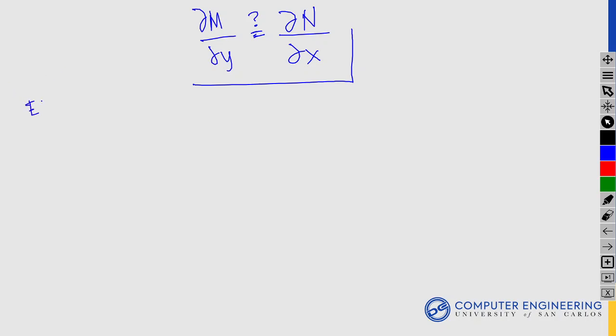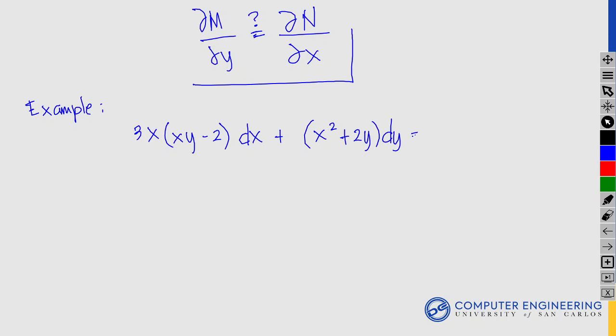So for example, we look at (3x²y − 6x) dx + (x³ + 2y) dy = 0. This is an equation that cannot be solved using homogeneous coefficients because we have a term here that is just a first order term. So we cannot use our previous solution.